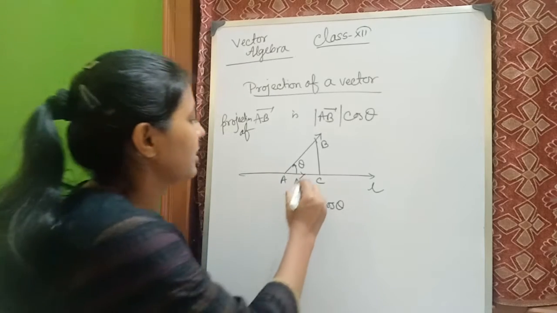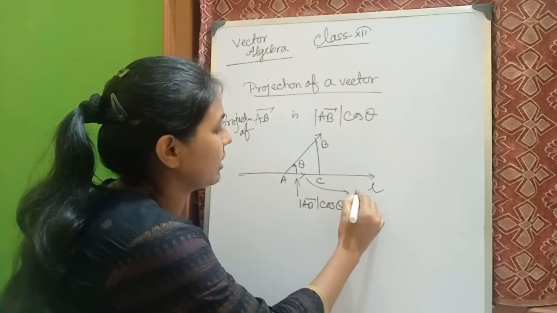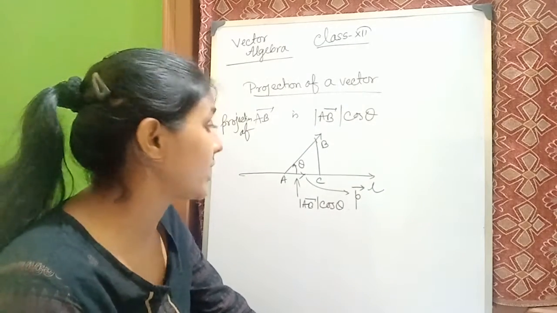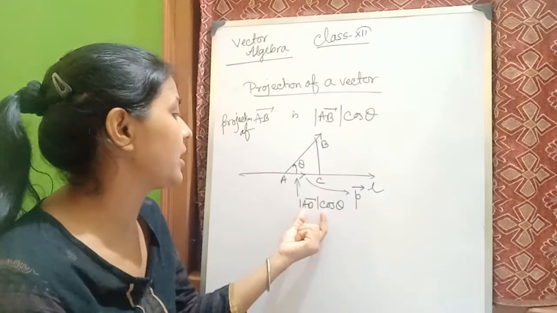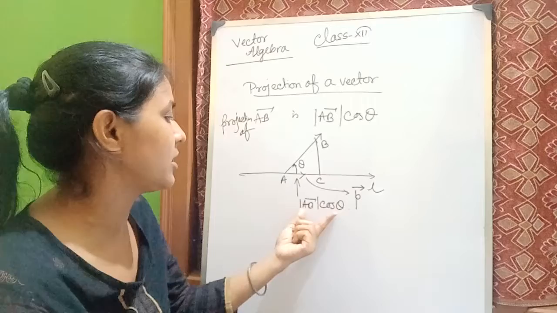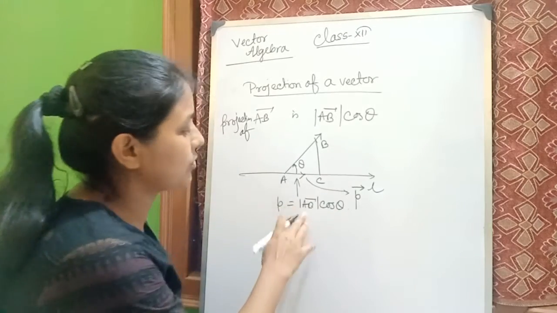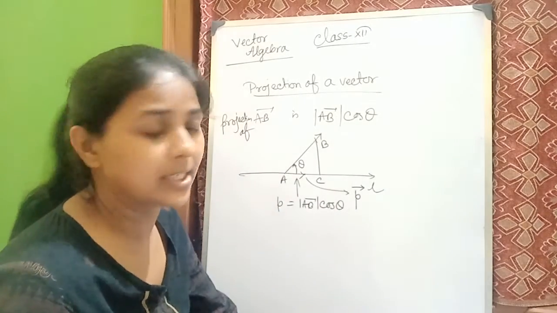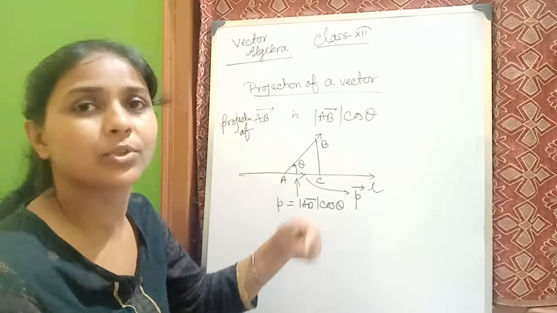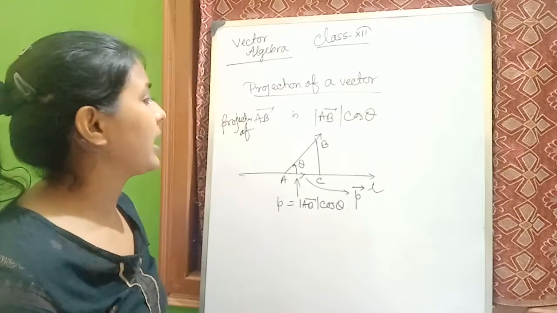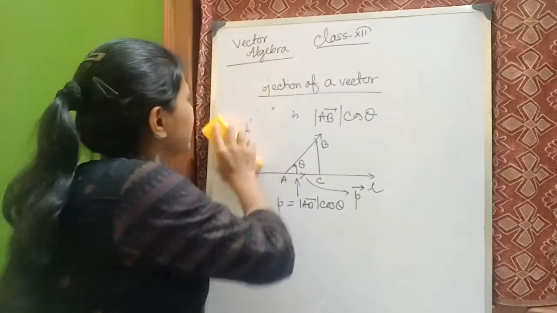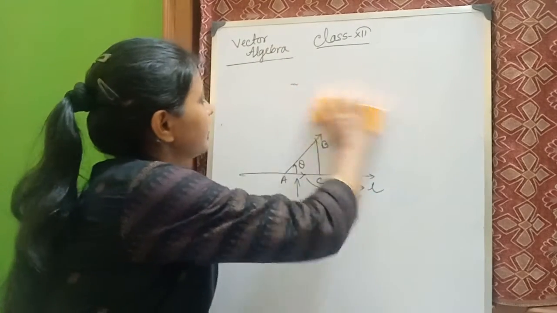This AC vector, we call it the P vector. P vector represents the projection vector whose magnitude is mod AB cos theta. The projection vector is the P vector whose magnitude, small p, is equal to mod AB vector cos theta, and small p vector is called the projection vector. Now there are some observations depending on this figure or the topic projection of a vector.